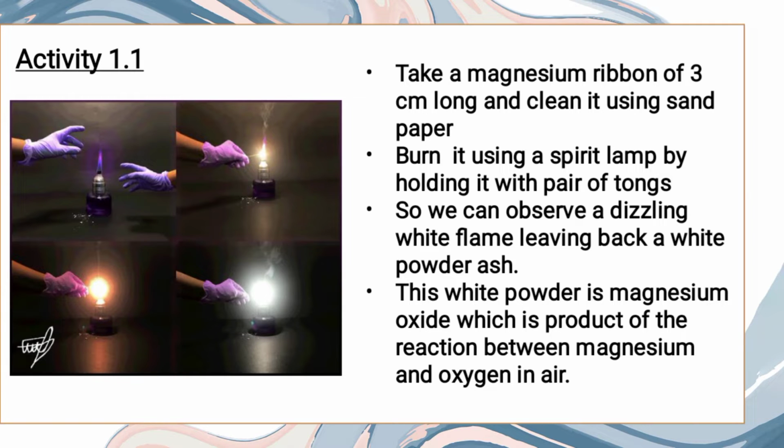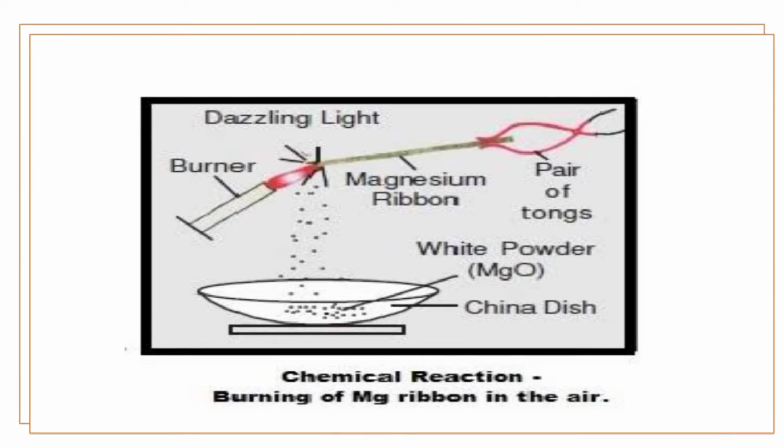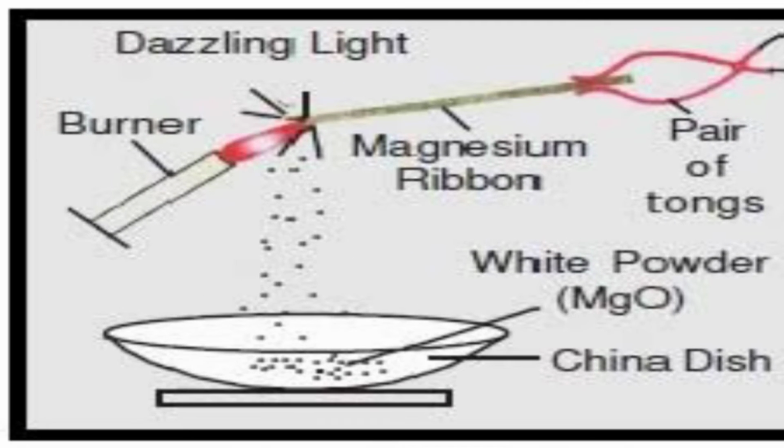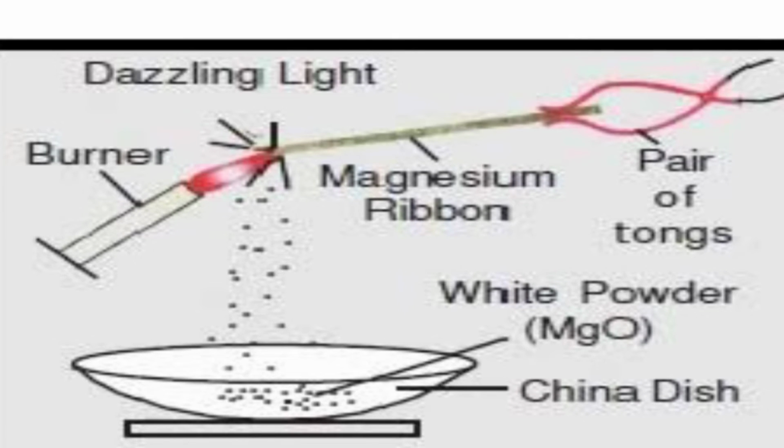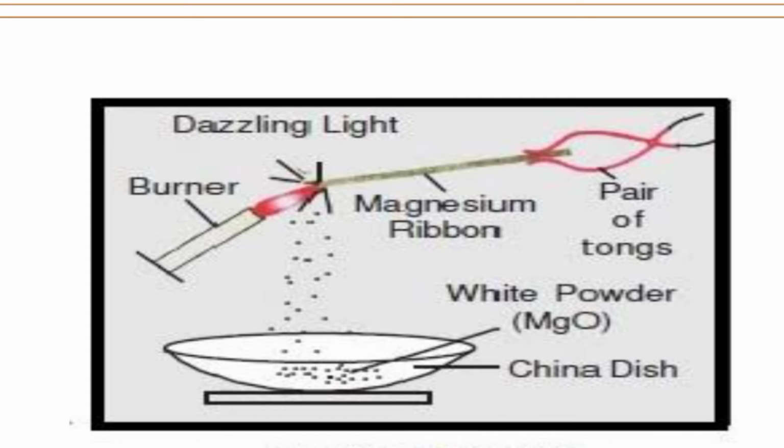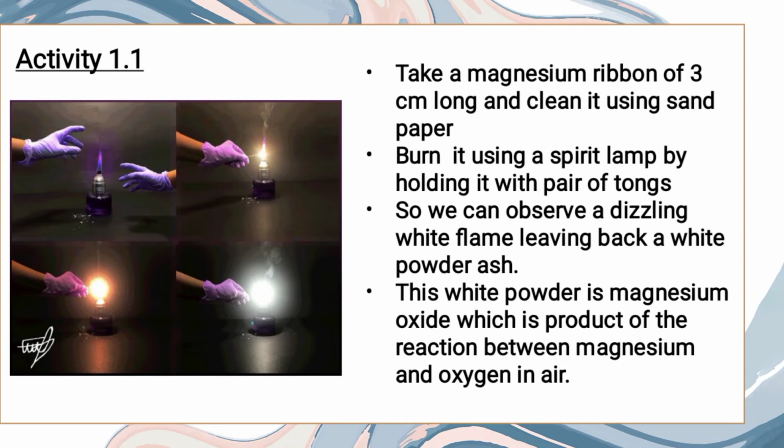So what is happening? What do you observe? We can observe a dazzling white flame. Yes, a white flame leaving back an ash. Okay, you can see here how it is giving back an ash, a white powder ash. So that white powdered ash is nothing but the magnesium oxide.